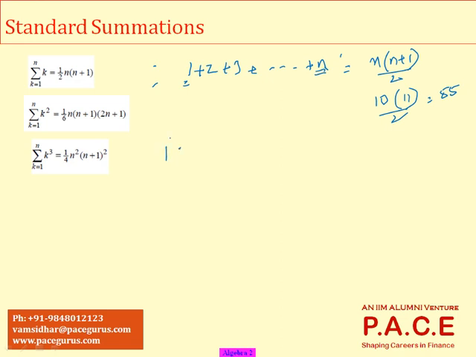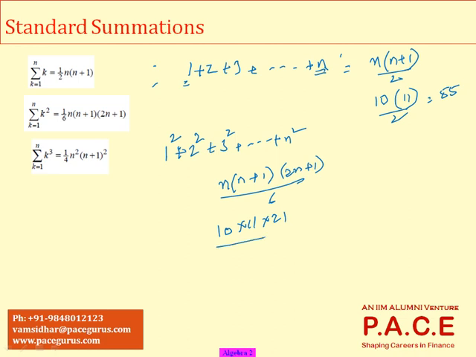Similarly, the sum of the squares of the first n natural numbers will give me n into n plus 1 into 2n plus 1 by 6. So for the first 10 natural numbers, 10 into 11 into 21 by 6, 1 squared plus 2 squared plus 3 squared, and so on up to 10 squared will work out to this particular number. 2 3s and 2 5s, 3 7s. So 385 is the sum of the squares of the first 10 natural numbers.